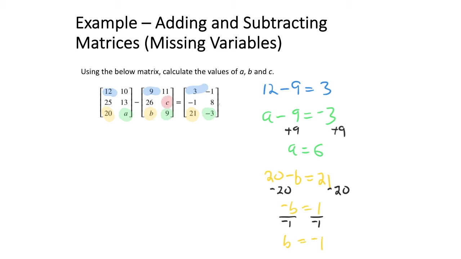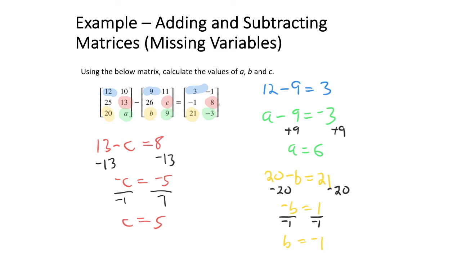And finally C, my corresponding element in the first matrix is going to be 13, and the corresponding element in the answer matrix is going to be 8. So that leaves me with 13 minus C is equal to 8. I can subtract 13 from both sides, so that will give me negative C is equal to negative 5. Because I don't want negative C, I can divide both sides by negative 1, so that it will leave me with C is equal to 5. And I can check that 13 minus 5 is equal to 8.